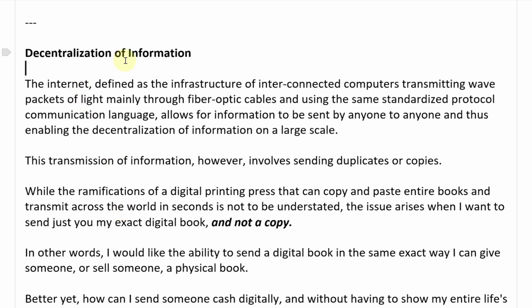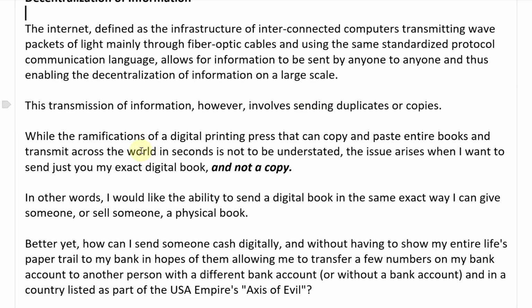So anyways, decentralization of information. The internet, defined as the infrastructure of interconnected computers transmitting wave packets of light mainly through fiber optic cables and using the same standardized protocol communication language, allows for information to be sent by anyone to anyone, and thus enables the decentralization of information on a large scale. This transmission of information, however, involves sending duplicates or copies. Yes, that's the one issue.